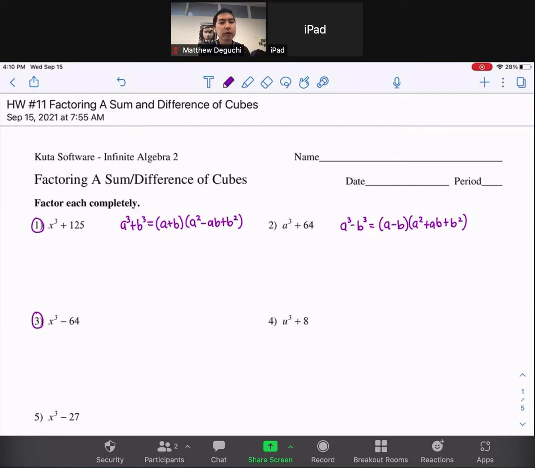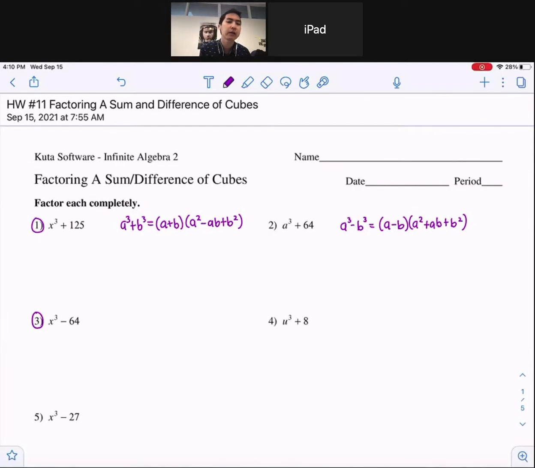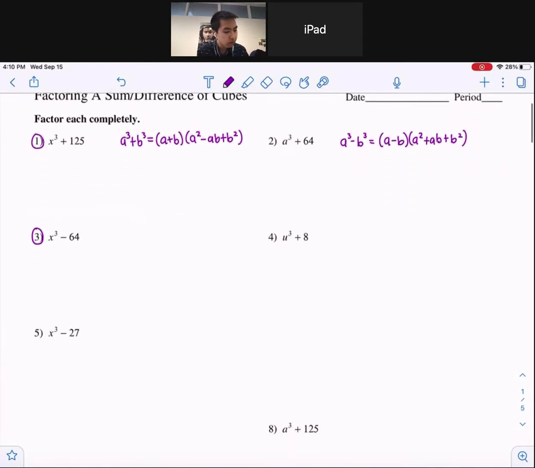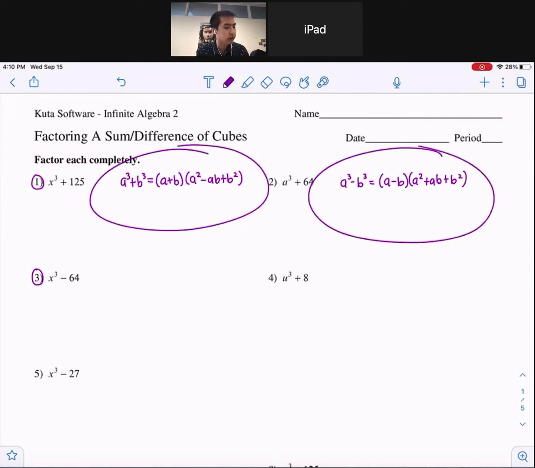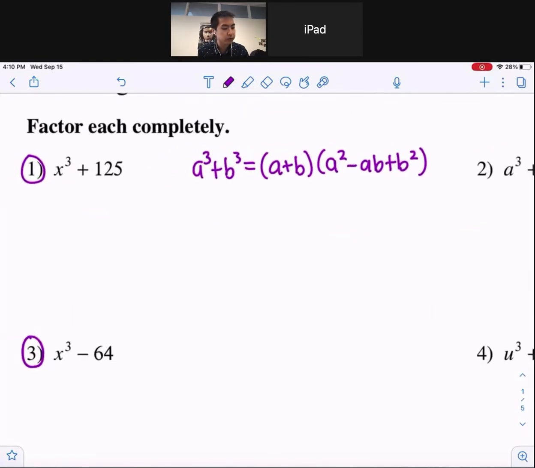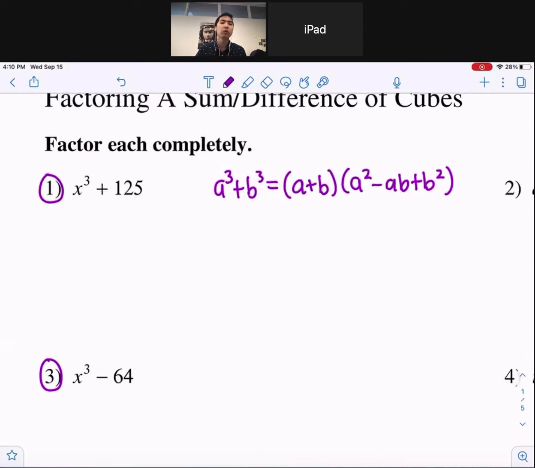Guys, here's homework number 11, factoring a sum and difference of cubes. So we're going to look at number 1, and here's our formulas so that we can have those handy when we work on some of these. For number 1, they are both perfect cubes, so we're good there. There's two terms. Let's take the cube root of both of them first, shall we?